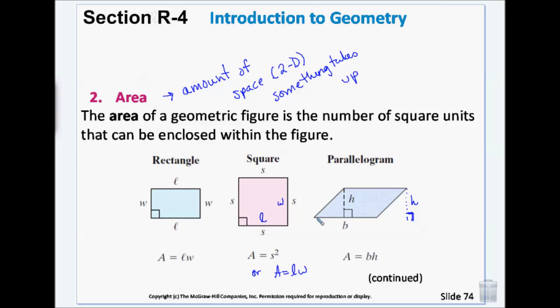It's base times height. This length is base, and this length here is the same. It's also a base. So it can be either one of these lengths. Height is always indicated with a dotted line and a right angle square. This square right here tells me it's a right angle. And height always happens at a right angle. So it's base times height. And the height can be drawn inside the parallelogram, but it could also be drawn outside the parallelogram.